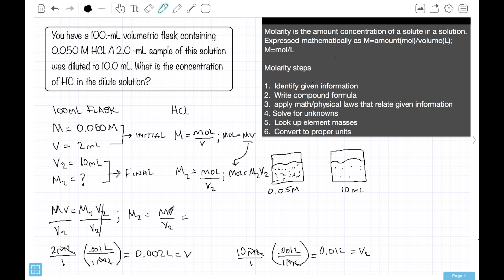So for the molarity, you were given 0.050. You're going to multiply that by V1, and we found that to be 0.002 liters. And we're going to divide all by V2, which is 0.01 liters. And after you do all of that, you find that the molarity of HCl in the dilute solution is 0.01.